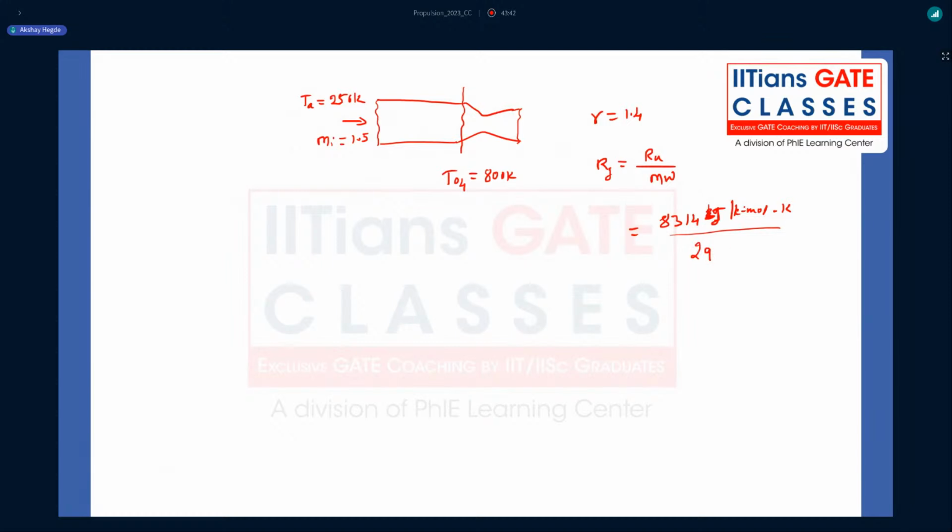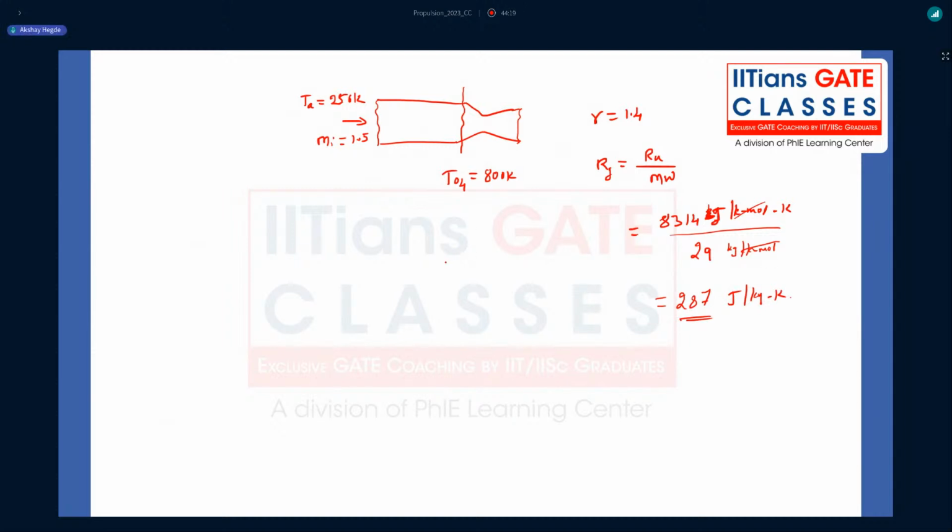Again, one quantification factor is missing here: the unit, which should be kg per kilomole. So this is the molecular weight. If I cancel the units, kilomole cancels. This comes out to be 8314 by 29, which is roughly 287 joules per kg Kelvin. Yes, so this makes the unit correct.